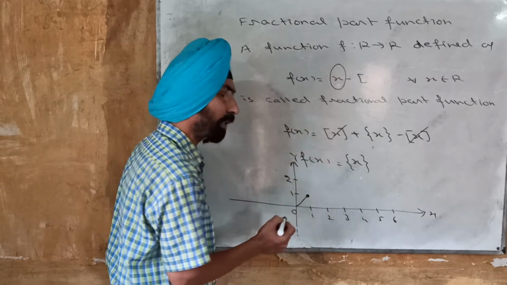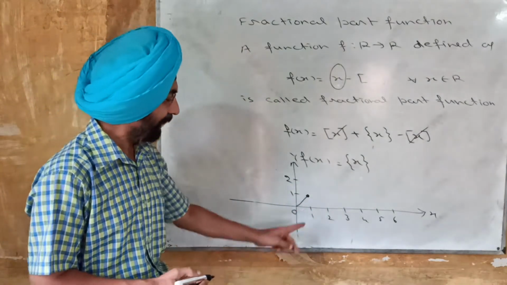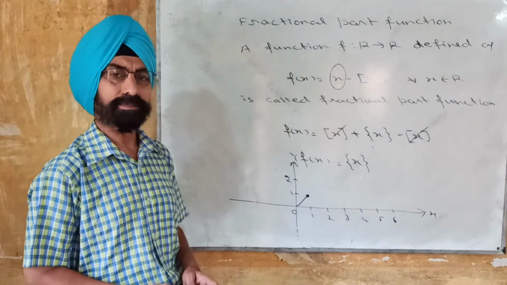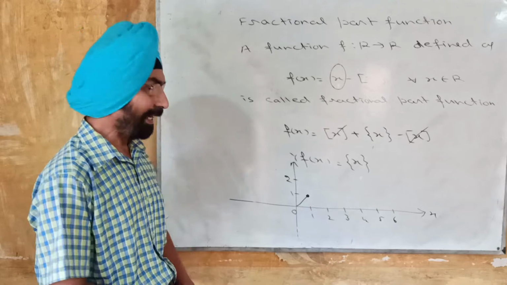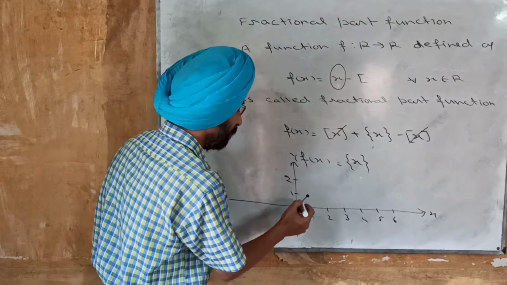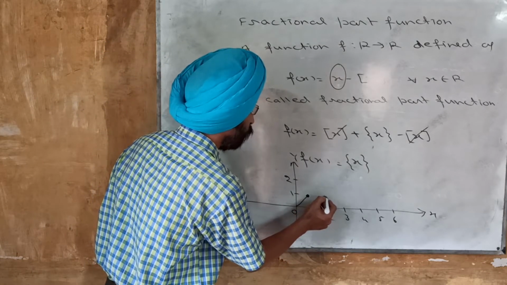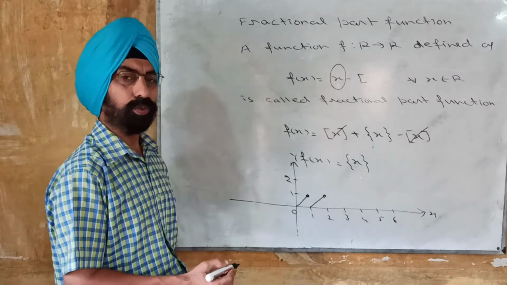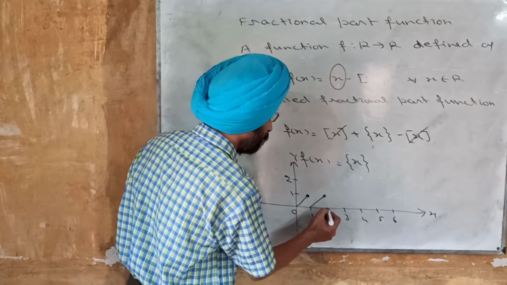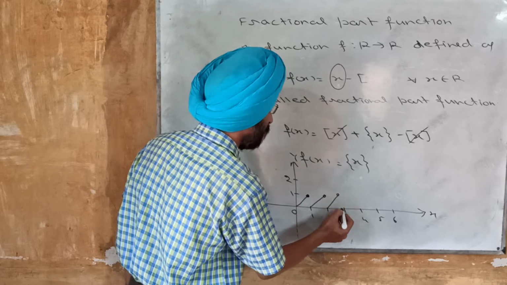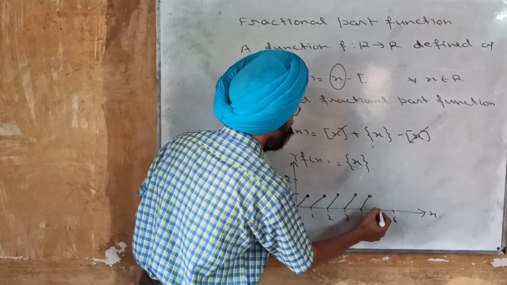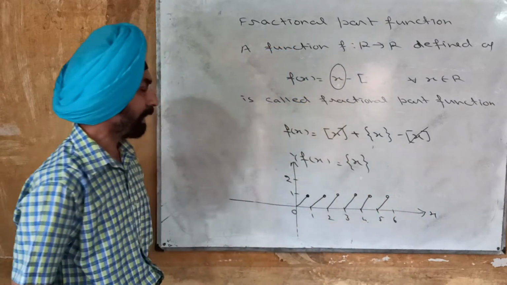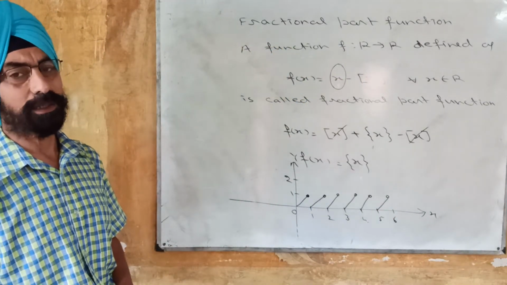But just before reaching 1, what will happen? As we reach the point 1, once again the fractional part will become 0. And it will go in a similar way up to the point 2, and once again it will become 0. And then again you will reach 1, 0, 1, 0 and so on. So this will be the graph of the fractional part function.